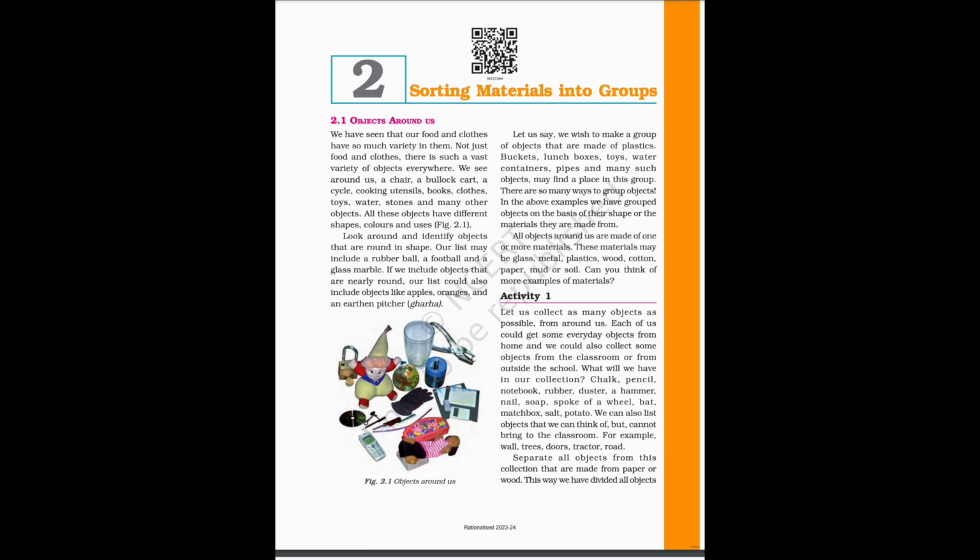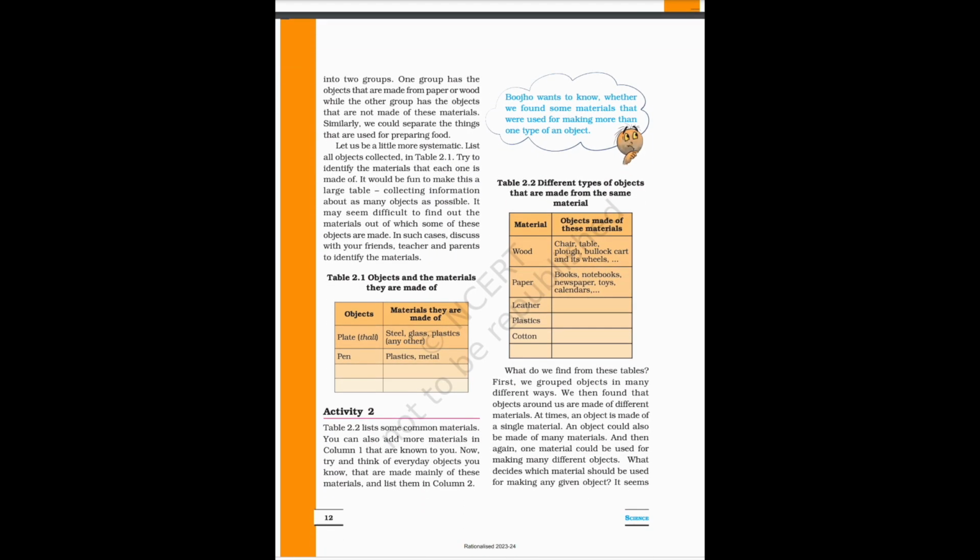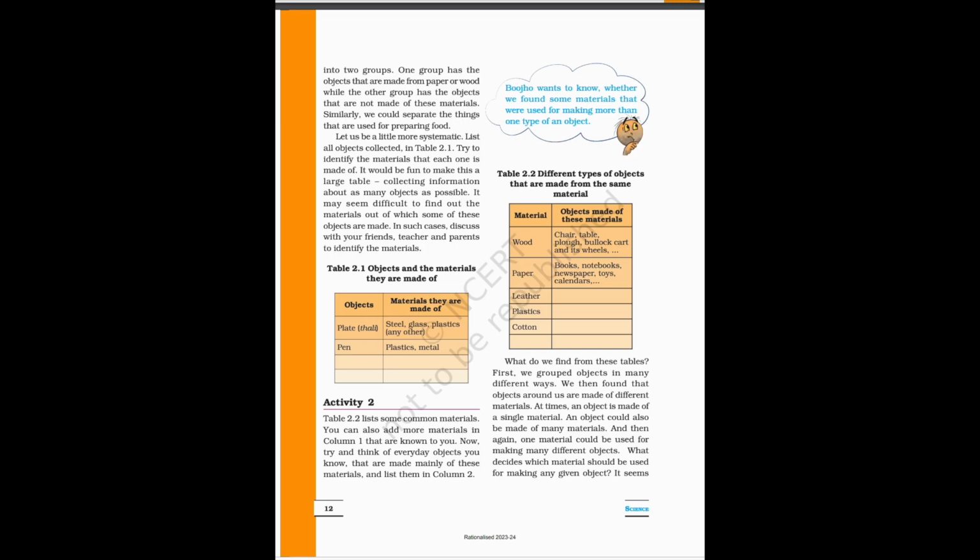Separate all objects from this collection that are made from paper or wood. This way, we have divided all objects into two groups. One group has the objects that are made from paper or wood, while the other group has the objects that are not made of these materials. Similarly, we could separate the things that are used for preparing food.